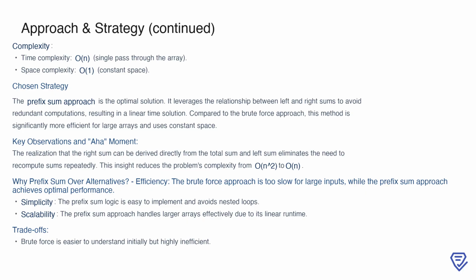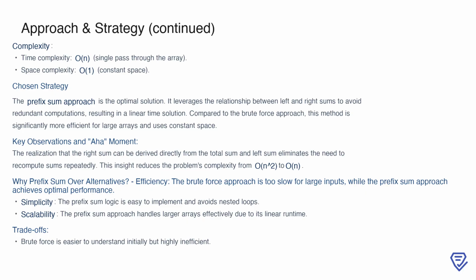The key breakthrough lies in recognizing that the right sum can be derived directly from the total sum and the left sum, avoiding redundant computations. This insight shifts the problem from a quadratic complexity solution to a linear one. The prefix sum approach is not only efficient but also simple to implement, as it avoids nested loops. It is scalable, capable of handling large inputs efficiently, and strikes the perfect balance between performance and ease of understanding.